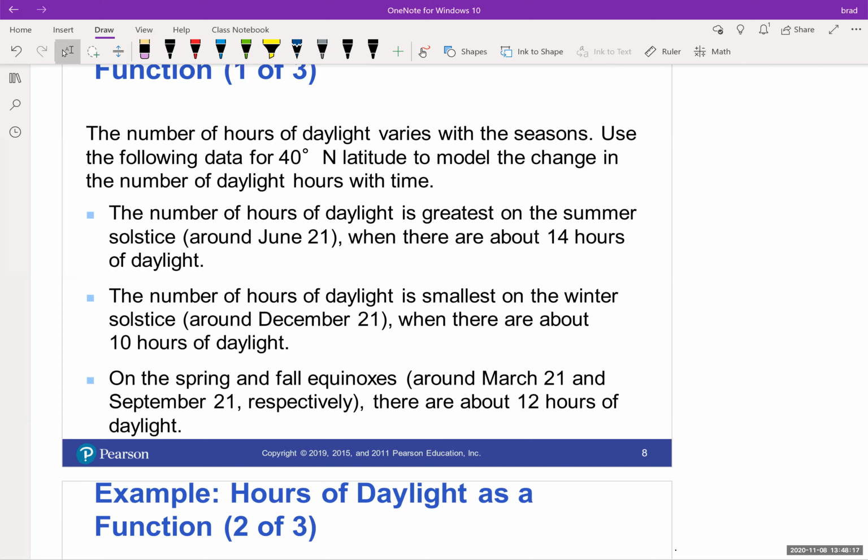Okay, so the number of hours of daylight is greatest on the summer solstice around June 21st, when there are about 14 hours of daylight. The number of hours of daylight is smallest on the winter solstice. So they're giving us this information. This is being given to us. The number of hours of daylight is smallest on the winter solstice around December 21st, when there are about 10 hours of daylight. On the spring and fall equinoxes, around March 21st and September 21st, respectively, there are about 12 hours of daylight.